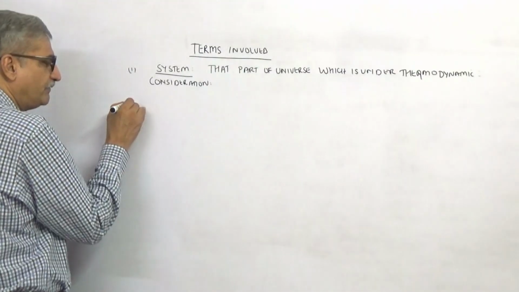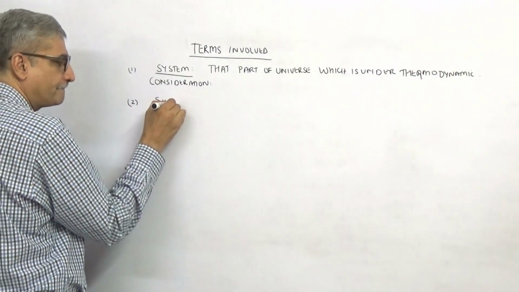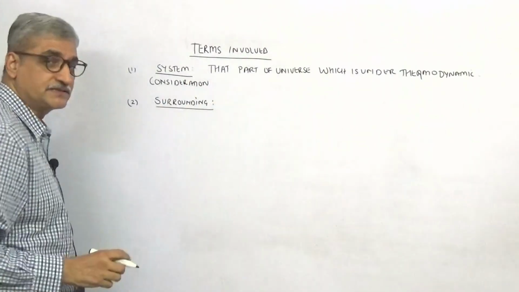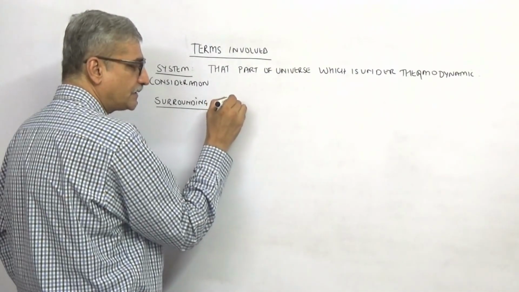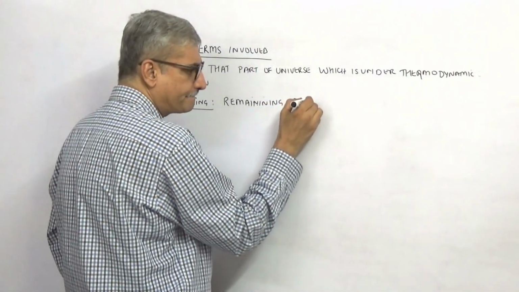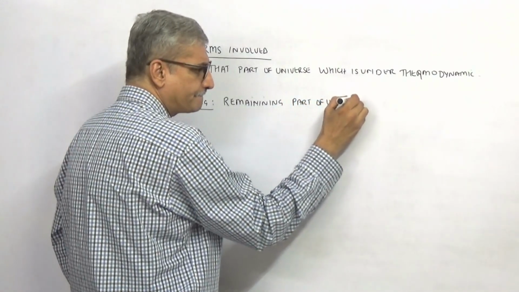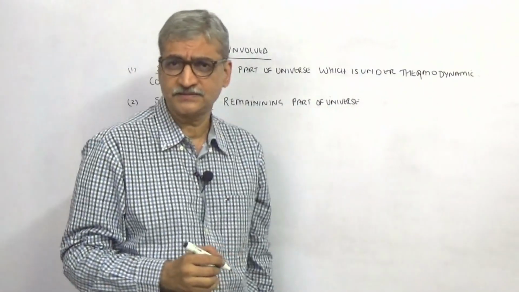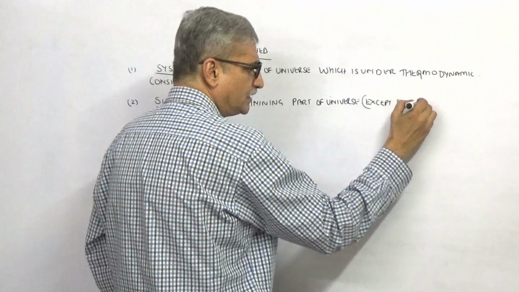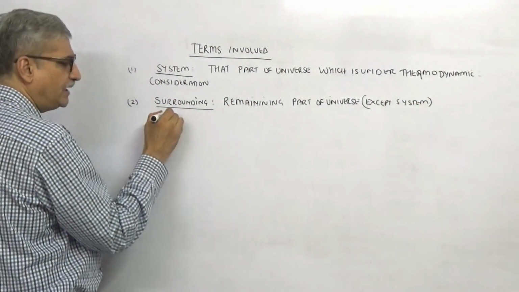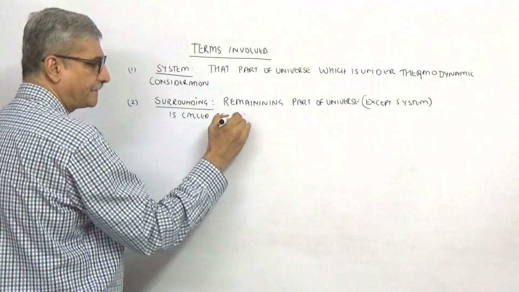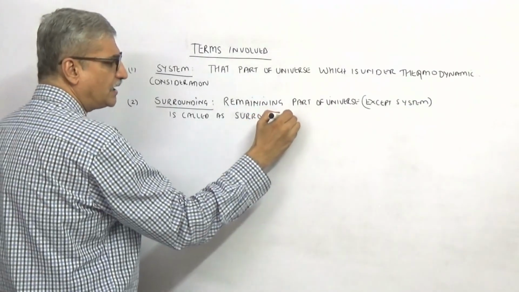Then the second one we have is surrounding. So what is surrounding? The remaining part of the universe except system is called as surrounding.